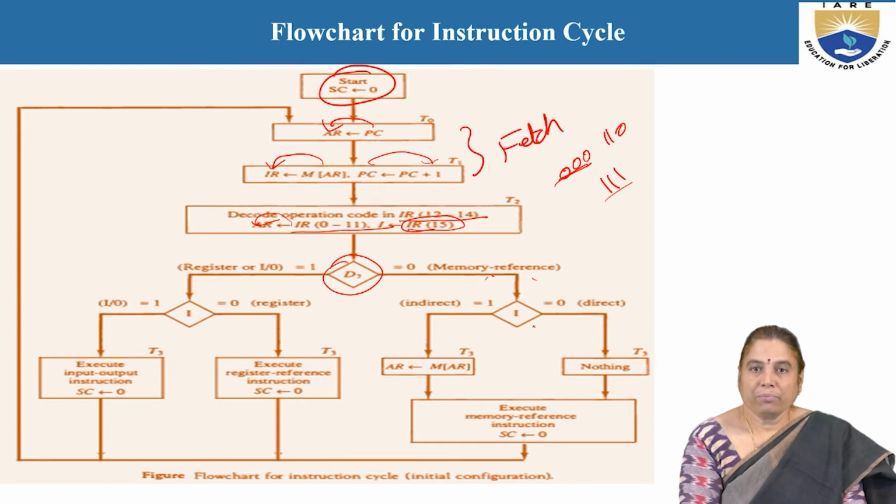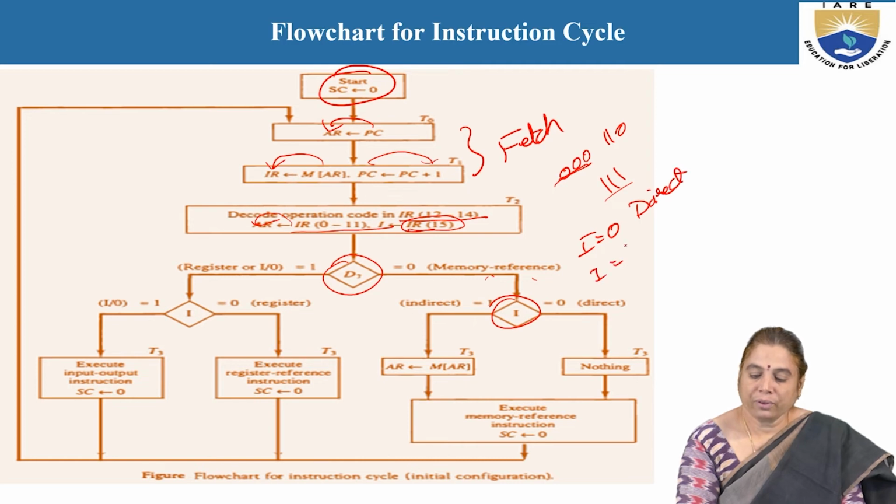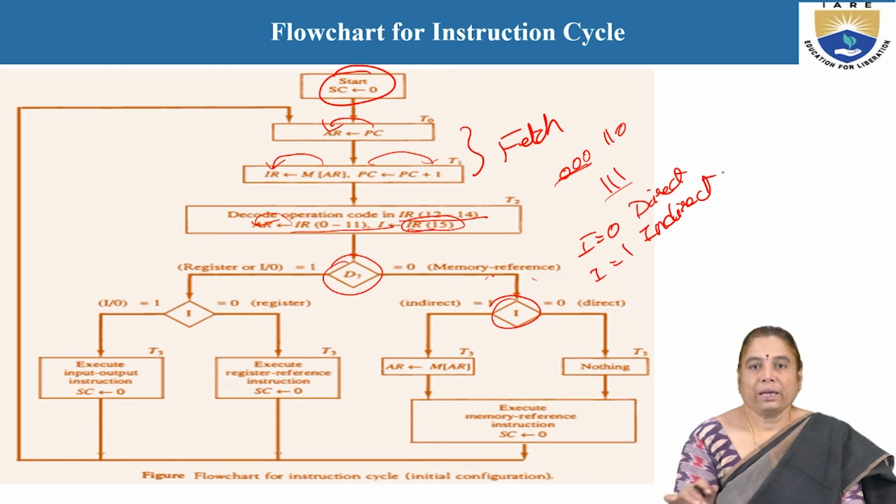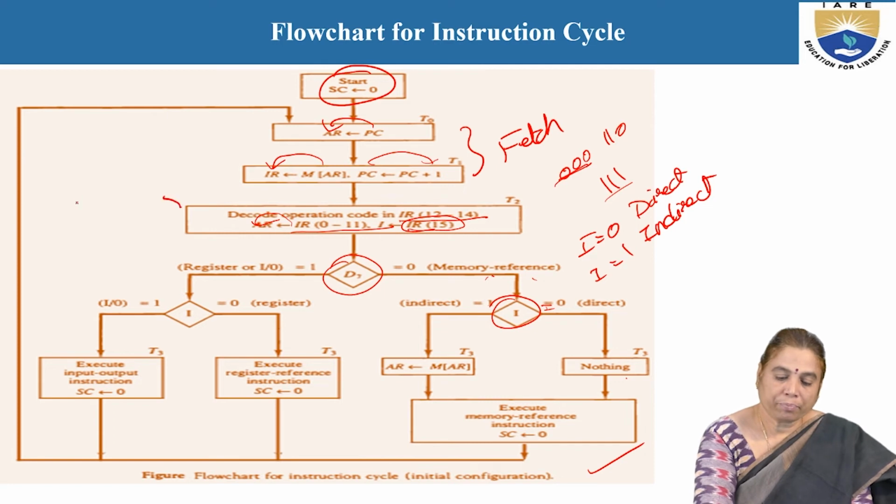So if it is a memory referenced instruction, the I value can be evaluated here. Why? Because if the I value is 0, it is a direct addressing instruction. If the I value is equal to 1, it is an indirect addressing instruction. In case of a direct addressing instruction, the operand is available at the address specified in the instruction. So I equal to 0, it is direct, the operand is available, execute the instruction. So this is the decode step.